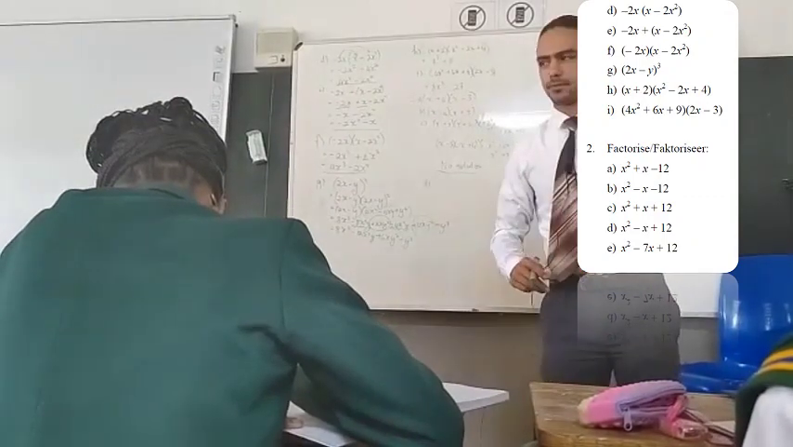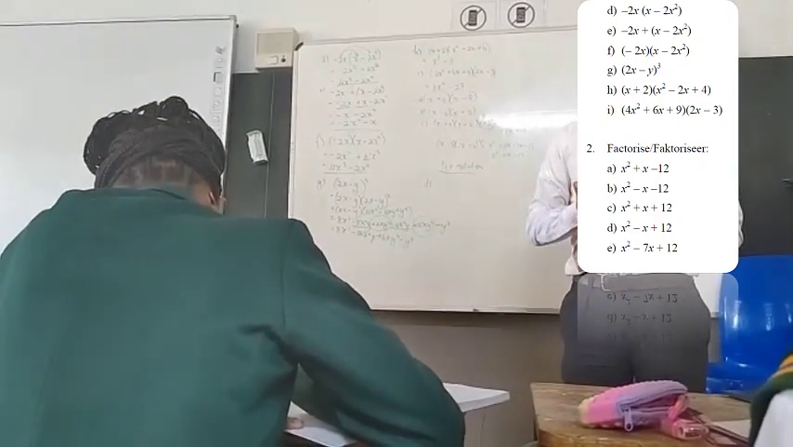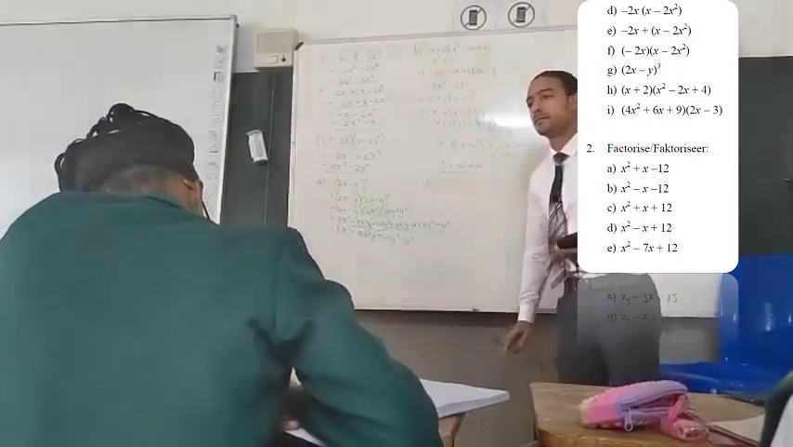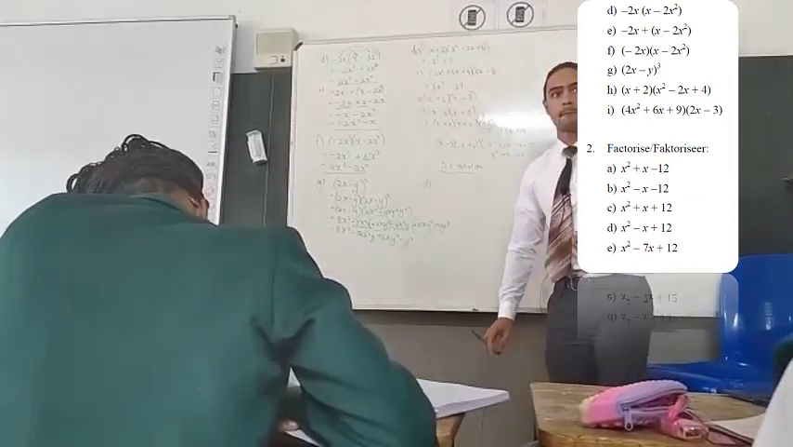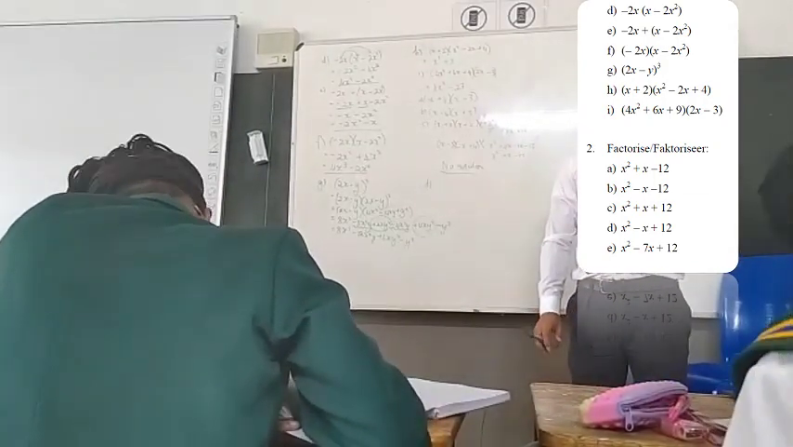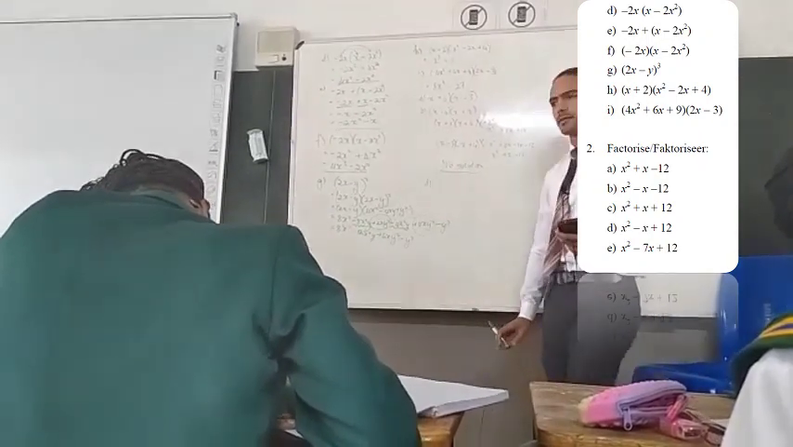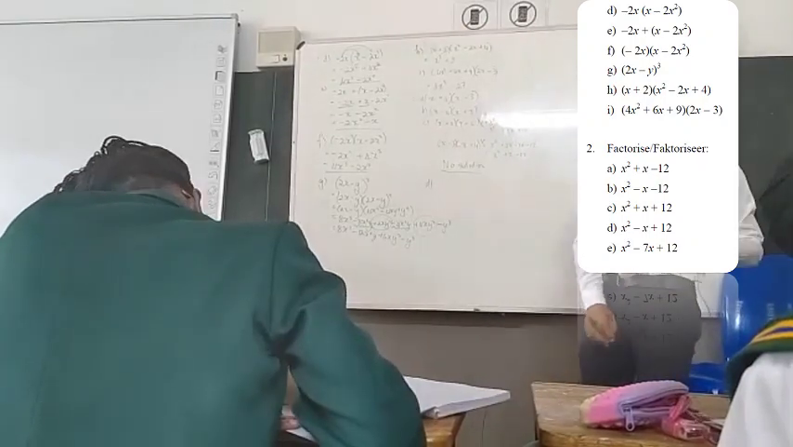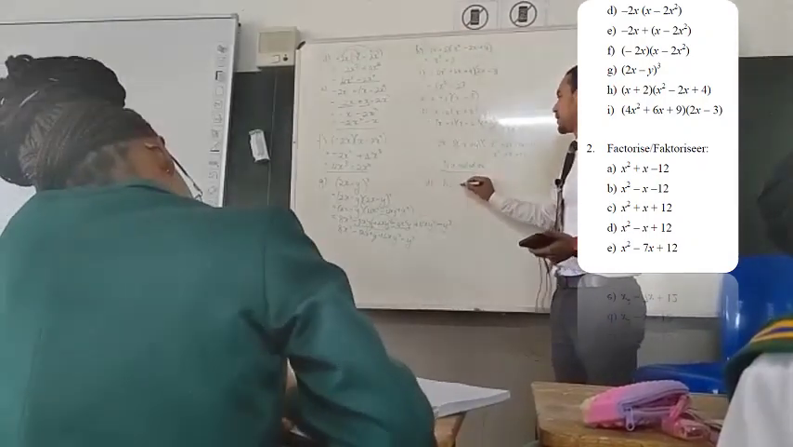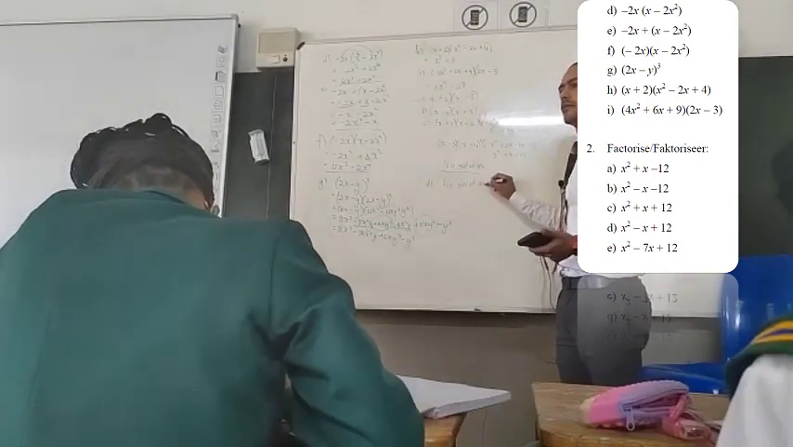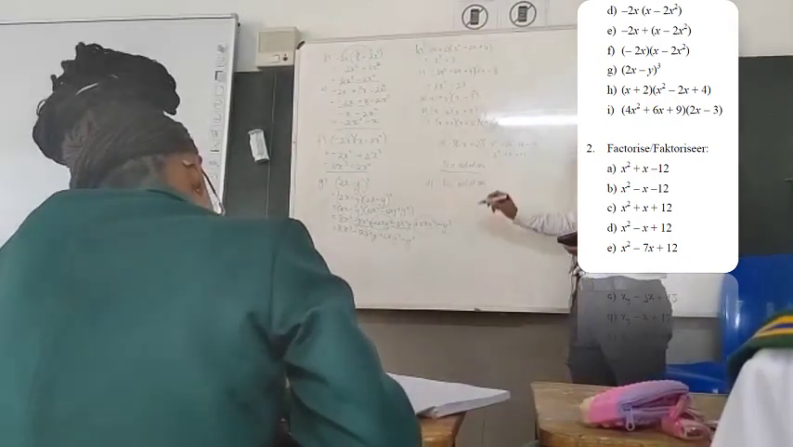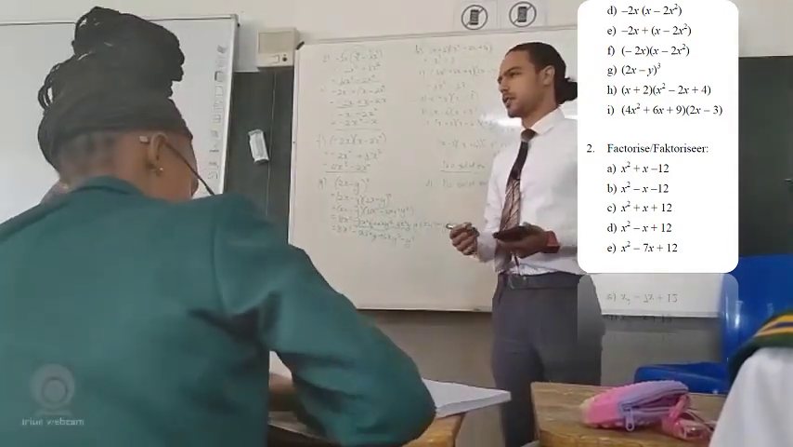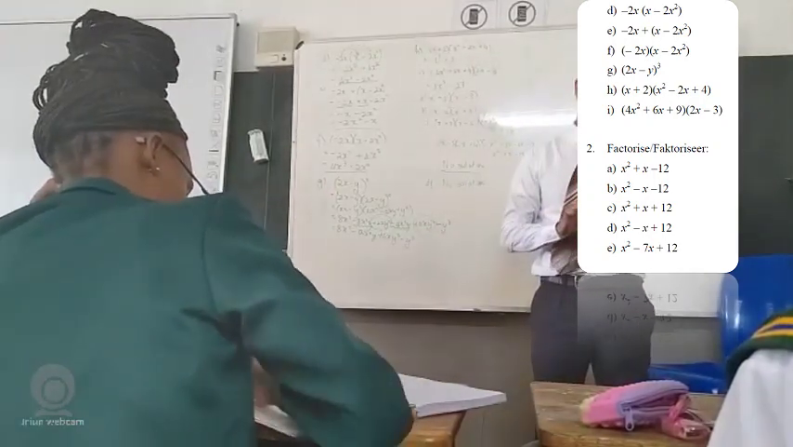Number D. Anyone? You look like you're smiling. Alright, the answer for D is no solution. She says no solution. So if she says no solution, until anyone tries something else, I'm going to take your answers. Okay?